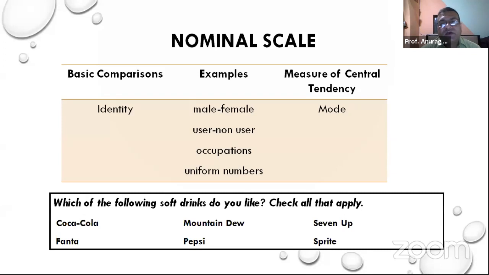So, let me define the nominal scale in a proper manner with the help of examples. Nominal scale is the basic comparison to compare the identity of a person. Suppose on, off, there is a switch, you can on it, you can off it. Male, female, user, non-user, occupations, uniform number. So, if I give you an example, your question in the questionnaire would be like, which of the following soft drinks do you like? Check all that apply. They've given options like Coca-Cola, Mountain Dew, 7-Up, Fanta, Pepsi, and Sprite, and you can pick whatever soft drinks are liked by you.